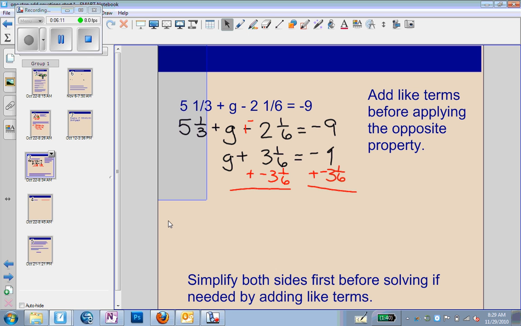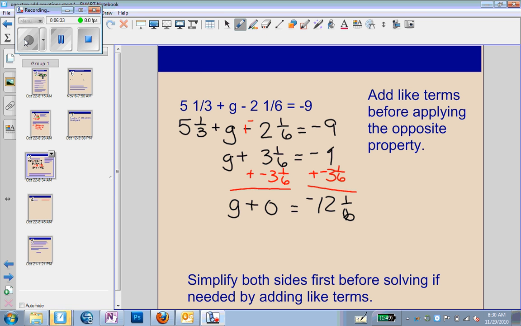Otherwise, it doesn't make any sense. Because if we do it to one side, we add negative 3 1/6 to the 9, but we don't add it over here, then you're still left with g plus 3 1/6. So you still do it to both sides so that your math makes sense.